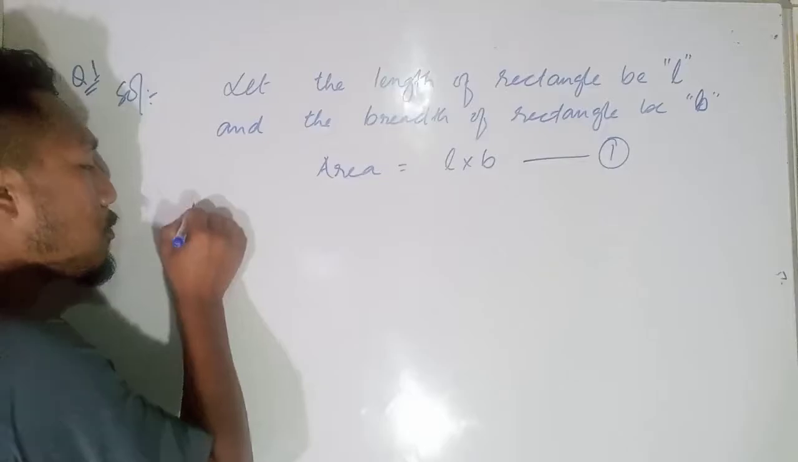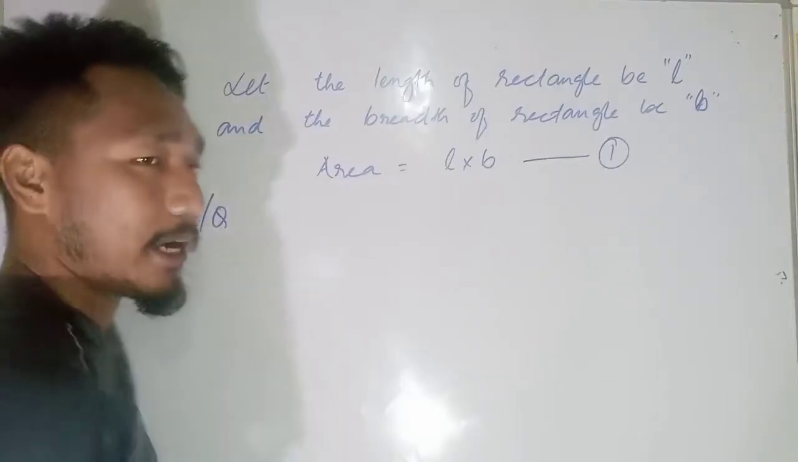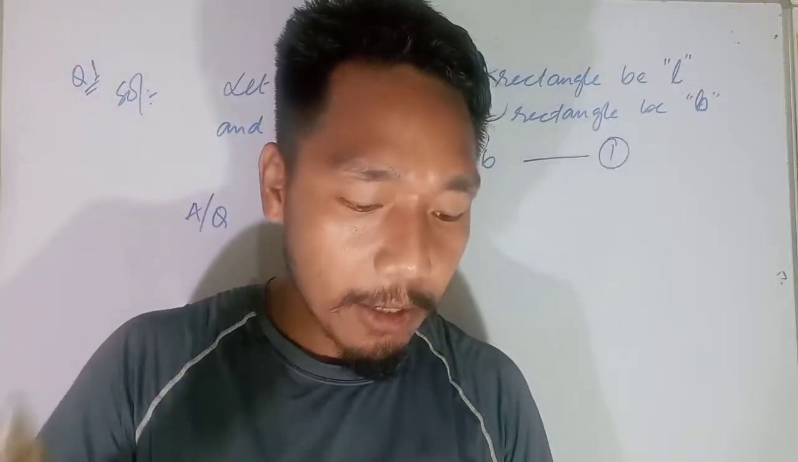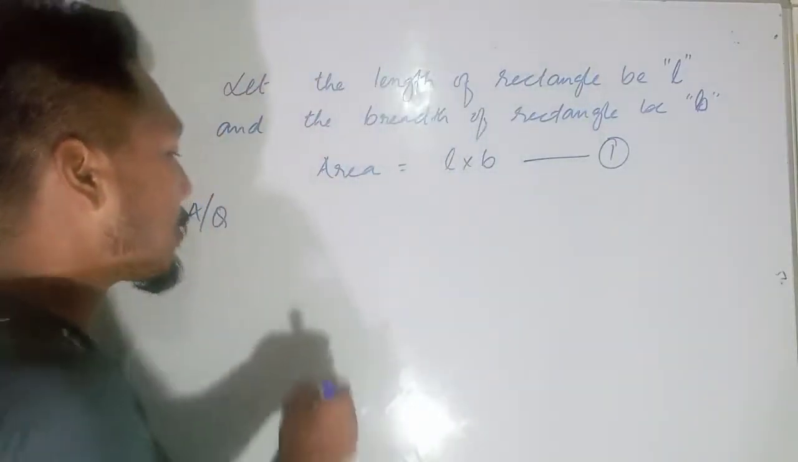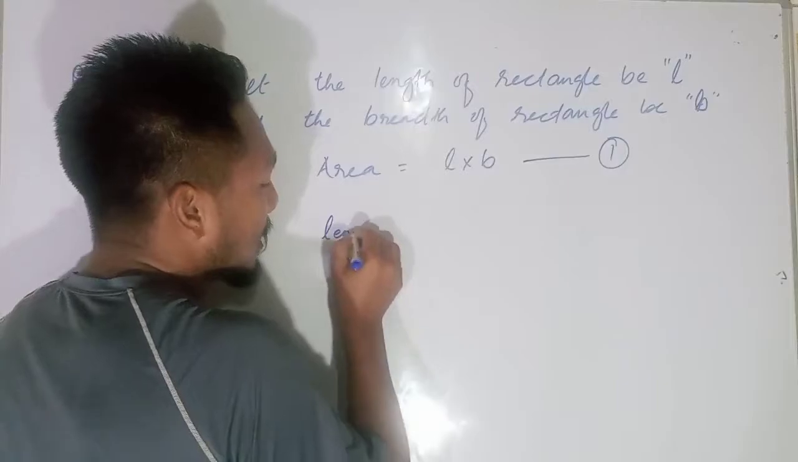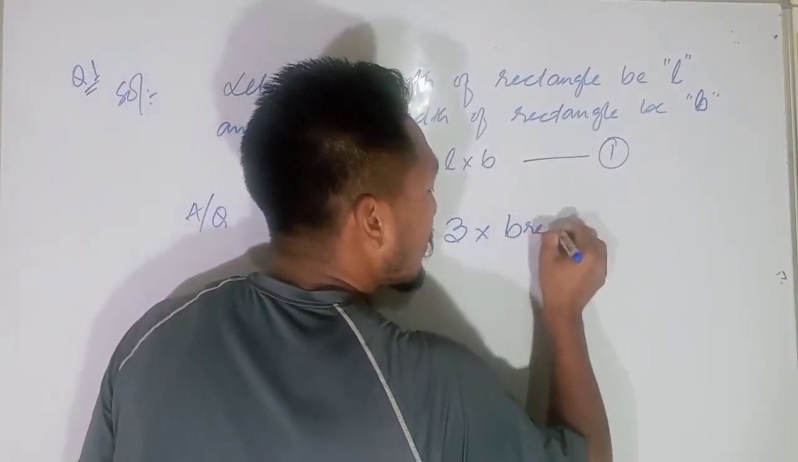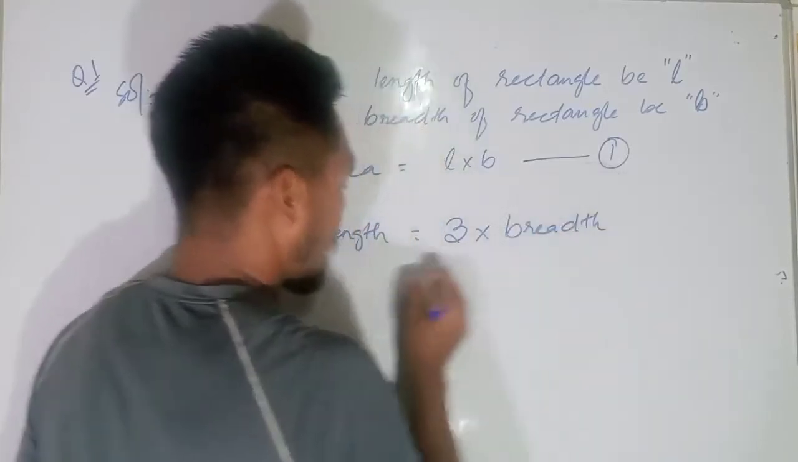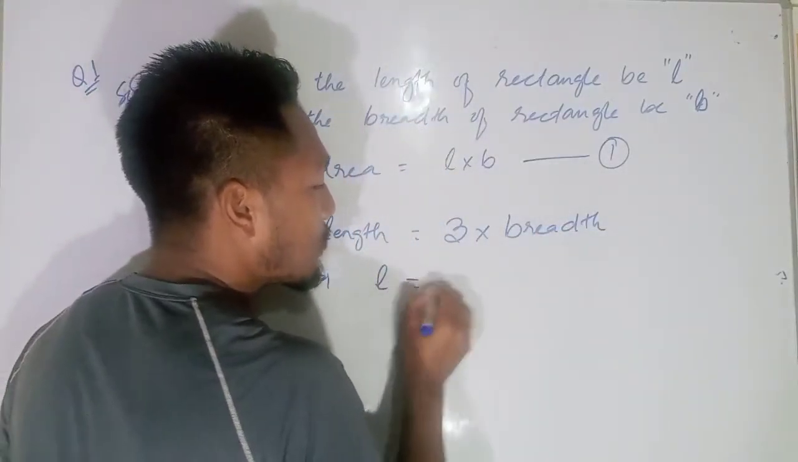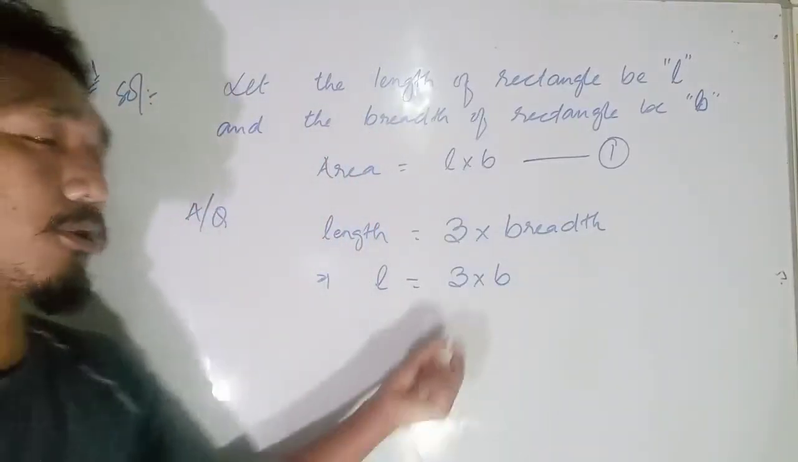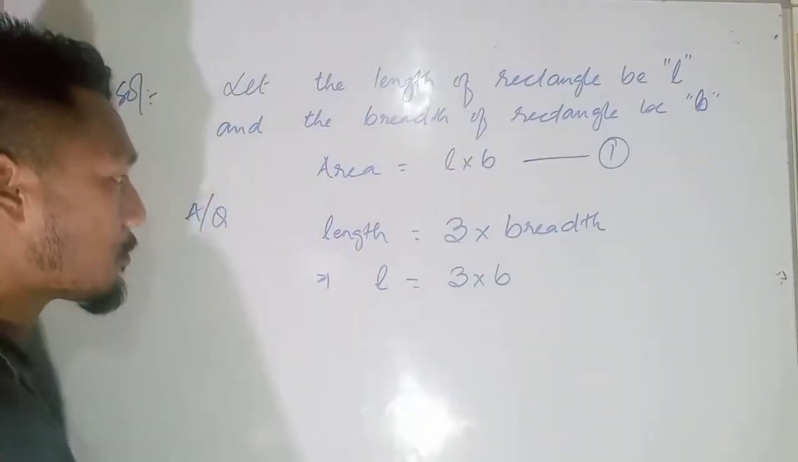According to the question, they said the length is three times its breadth. That means we can also write L is equal to 3 into B. We can also write L is equal to 3 into B.